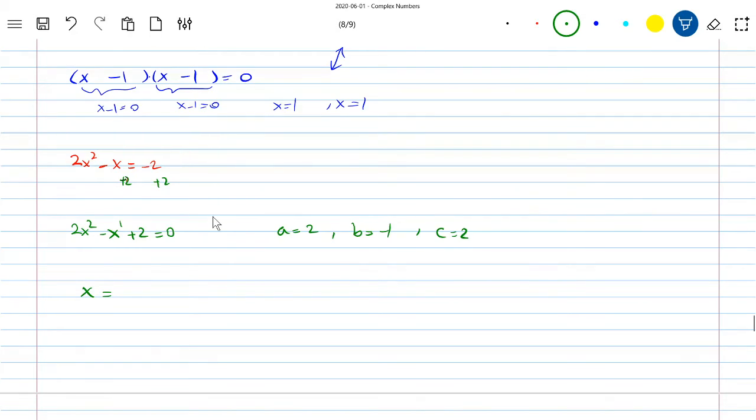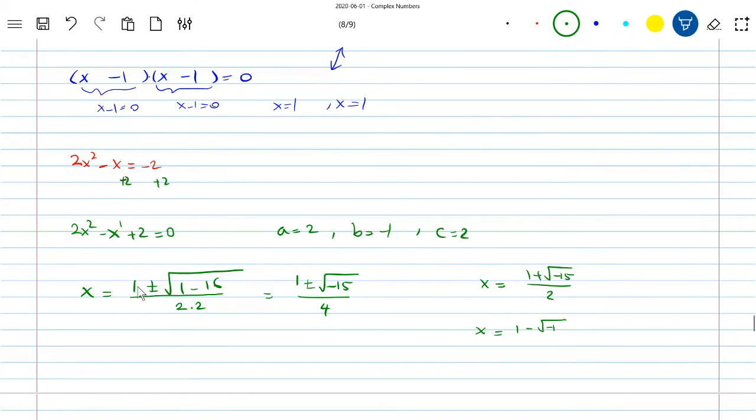What is x? x equals minus b, so 1, plus or minus square root of b squared, which is 1, minus 4 times 2 times 2. That is 16. Divide by 2 times 2. And you can simplify it: 1 plus or minus square root of -15 divided by 4. So what are the x values? Either x is 1 plus square root of -15 divided by 4, or x equals 1 minus square root of -15 divided by 4. Do not cancel out the negative signs together. It's not possible to do that.